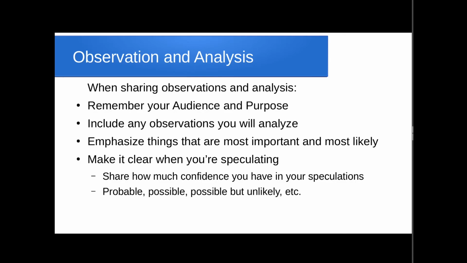Always emphasize things that are most important to your audience and the purpose of your writing, and also emphasize the things that are most likely. You want your audience to see things that they believe. And always make it clear when you're speculating. How much confidence do you have in each of these pieces of analysis? So if you know in the previous situation that your brother is a practical joker, maybe you are less confident that you are actually smelling smoke, that it is actually the smoke alarm going off, or that your brother actually burned the toast. Maybe these are all part of a prank that your brother is playing.